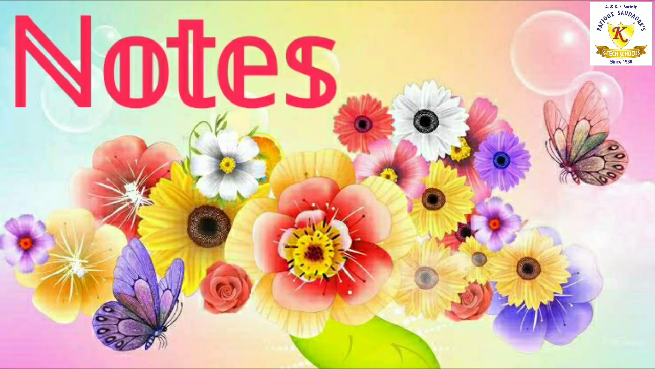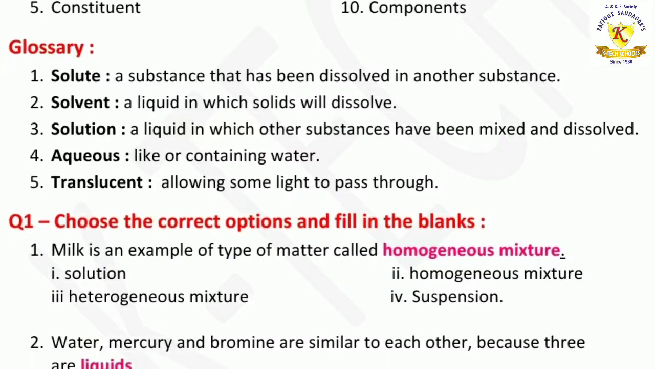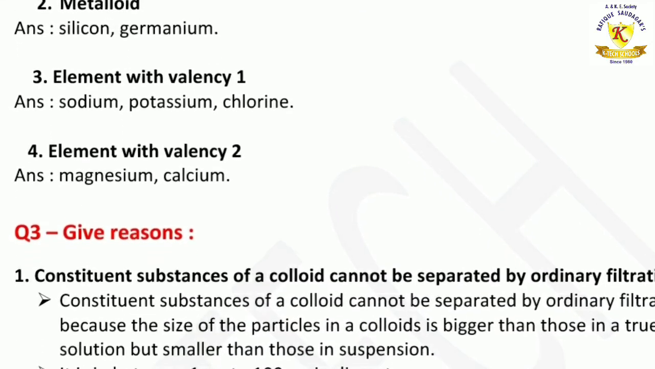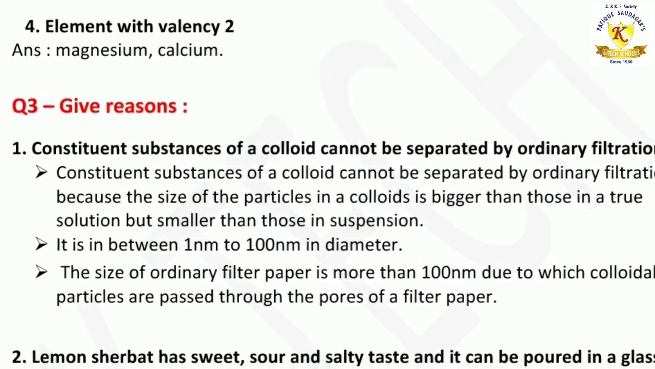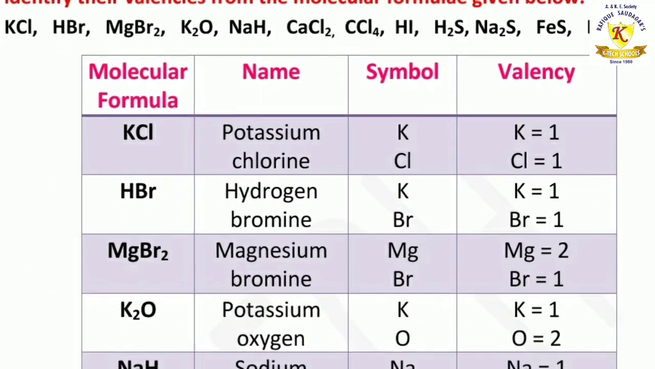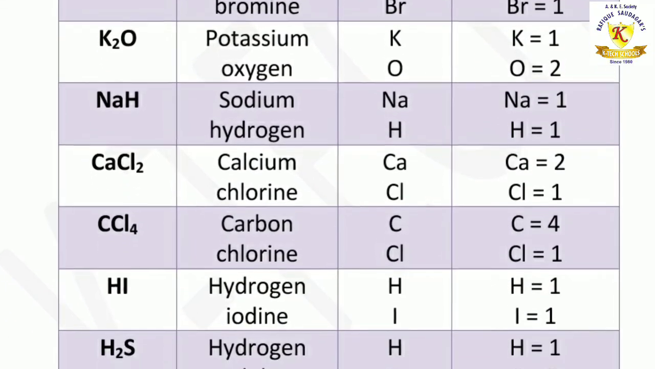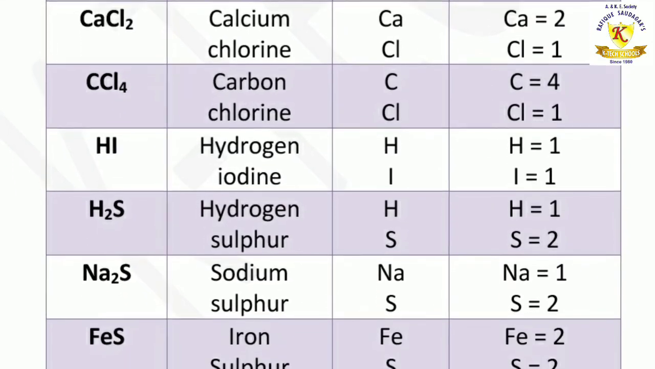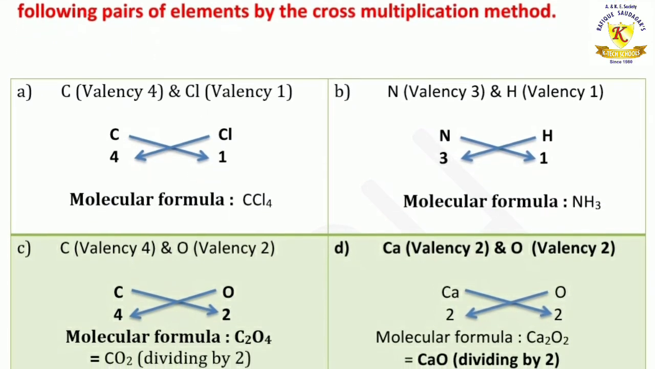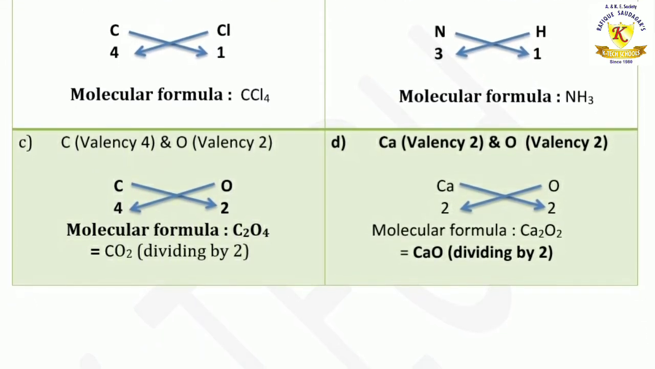Let's see the notes for today's session. First, new words followed by glossary. Then question number 1, choose the correct option and fill in the blanks. Give 2 examples of each, followed by the give reasons. Write the scientific reason for the given statements. Then you have to write the chemical composition of matter. The table is shown here. Please write it accordingly correctly. Then deduce the molecular formulae of the compound obtained from the following pairs of elements by cross multiplication method.